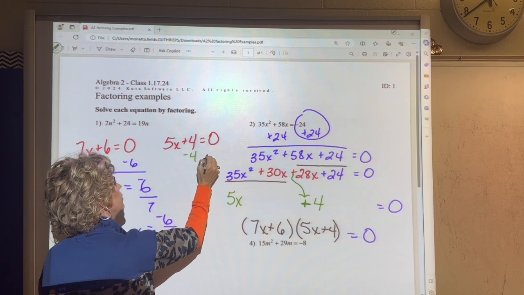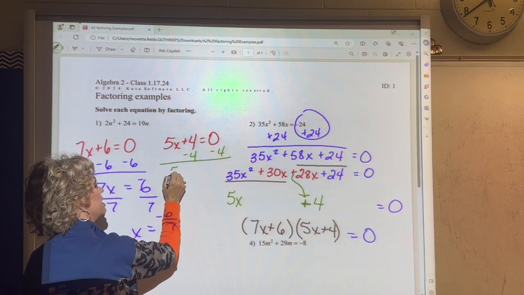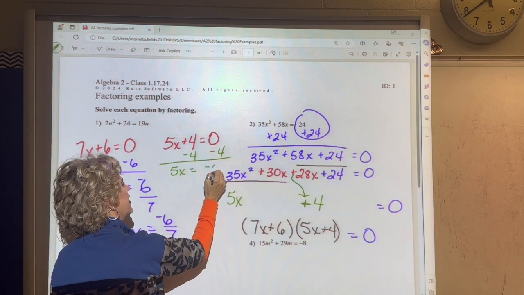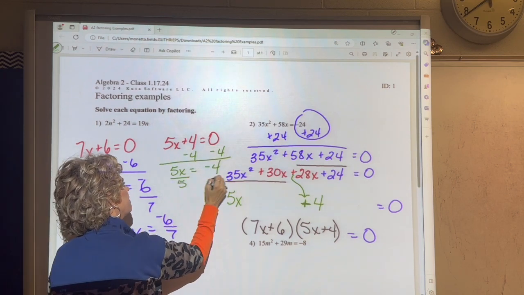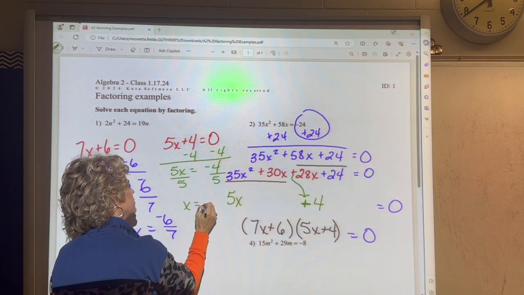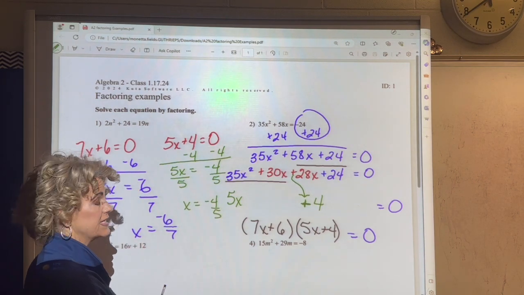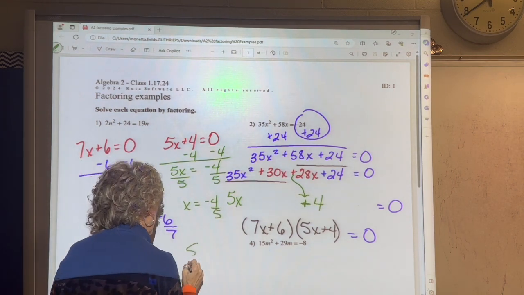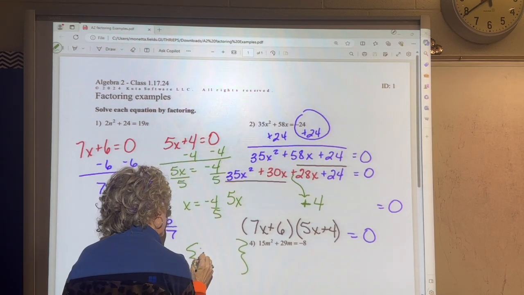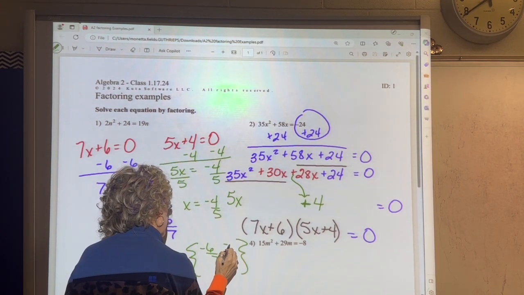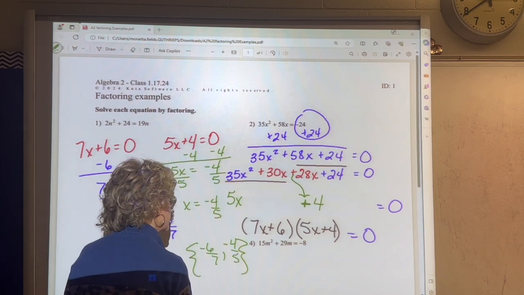Here I'm going to subtract 4. Let's not drop the negative sign this time. I got 5x equals a negative 4. Divide both sides by 5. So x equals a negative 4/5. So we have two answers, negative 6/7 and negative 4/5. So negative 6/7, negative 4/5.